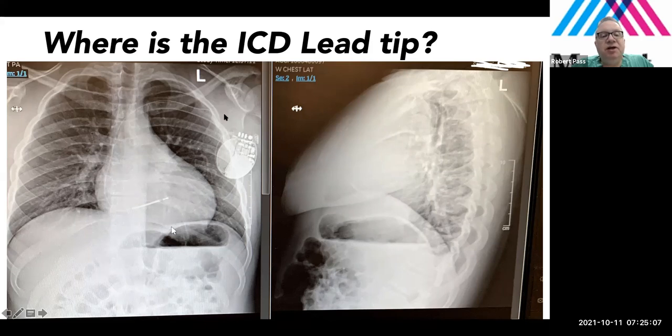And so generally speaking, entering either the cephalic vein or the axillary vein is on average associated with greater longevity of pacing, transvenous pacing leads. So in this case, that was how the patient had the pacemaker implanted or the defibrillator implanted.